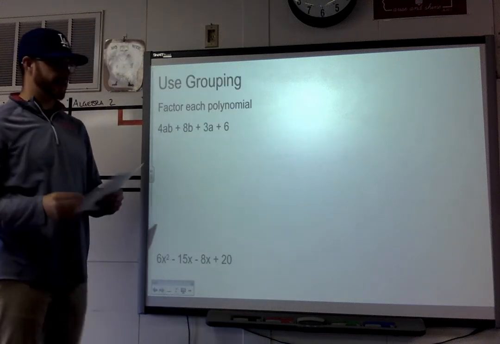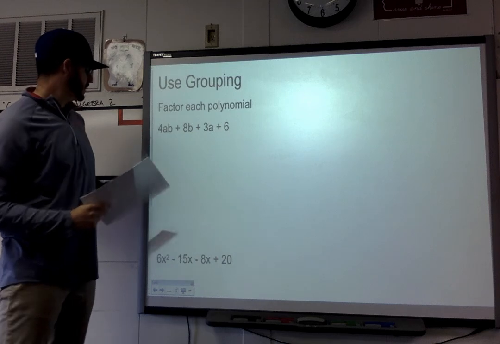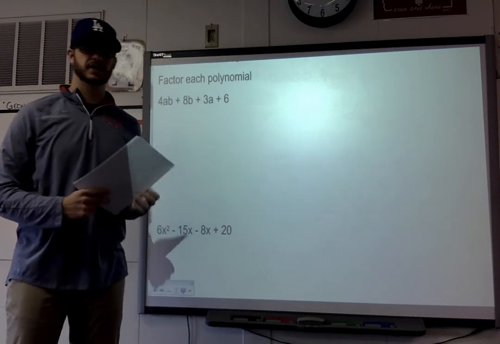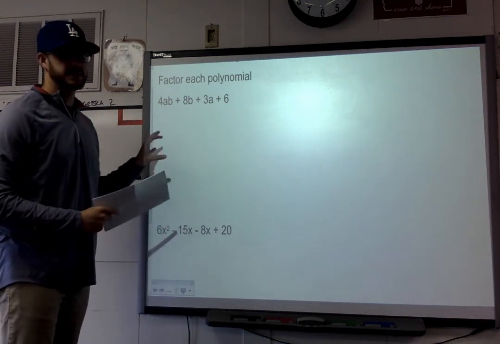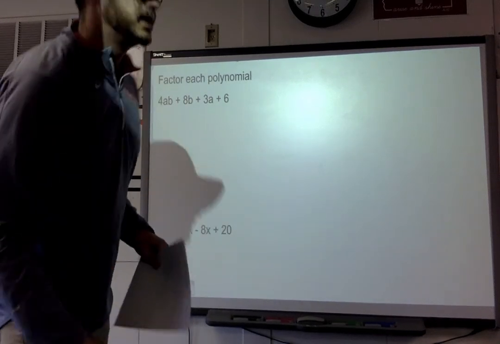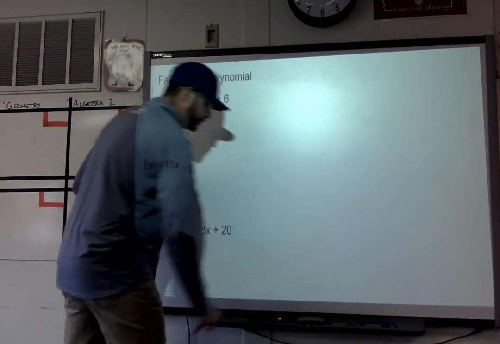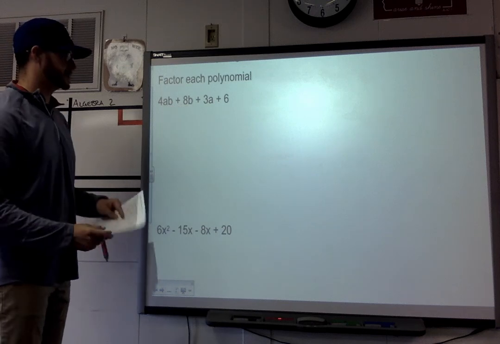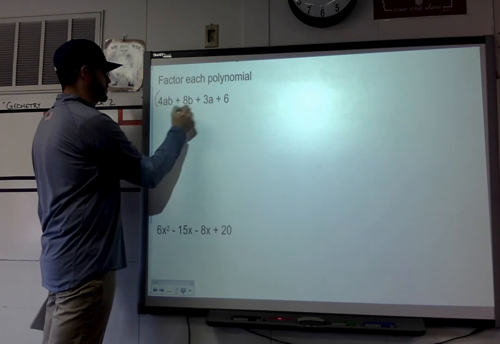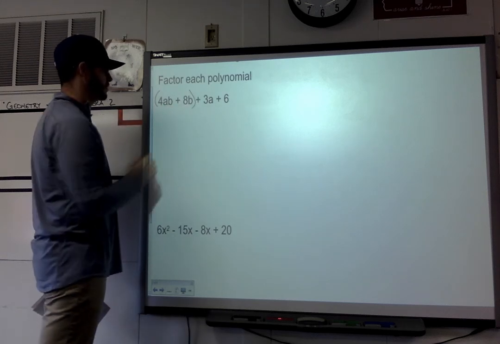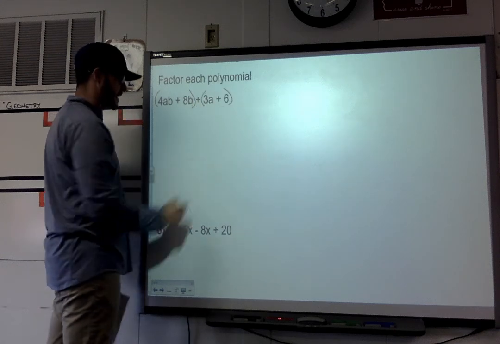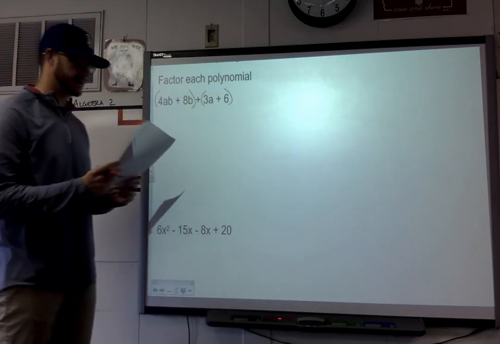Next is going to be factoring using grouping. So when we use grouping, again, just like the definition on that first slide said, this is used anytime we have 4 or more terms. So for this one, it has 4 terms, so we're going to go ahead and group them together in groups of 2. So we're going to put 4ab plus 8b together, and then we're going to put 3a plus 6 together.